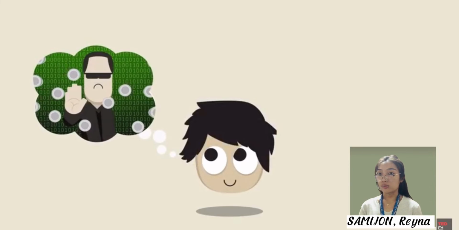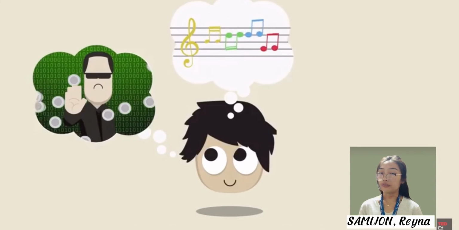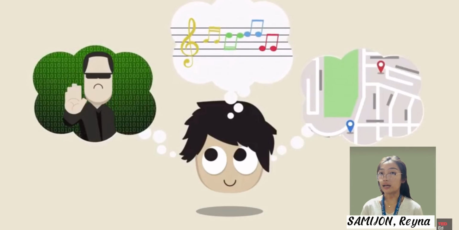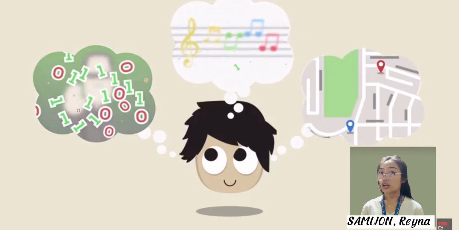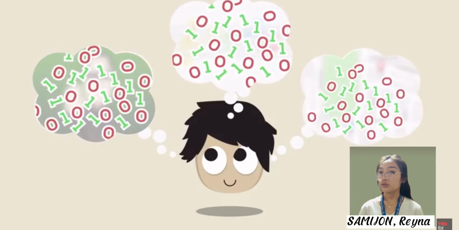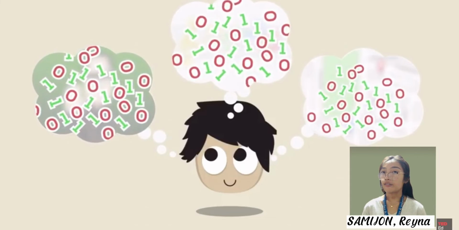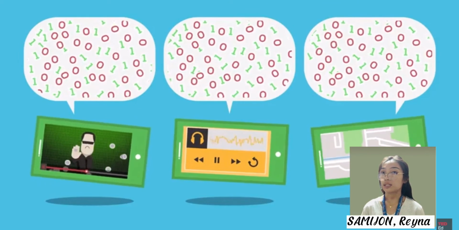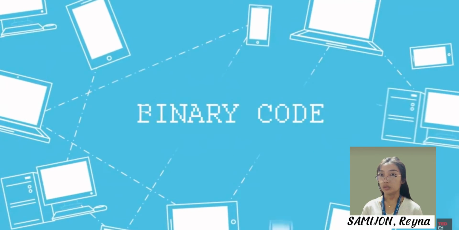Imagine trying to use words to describe every scene in a film, every note in your favorite song, or every street in your town. Now, imagine trying to do it using only the numbers 1 and 0. Every time you use the internet to watch a movie, listen to music, or check directions, that's exactly what your device is doing, using the language of binary code.